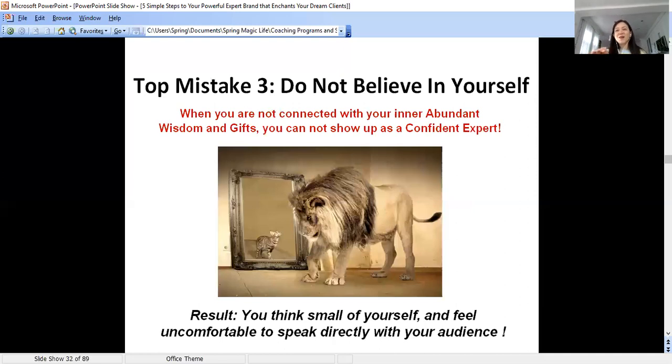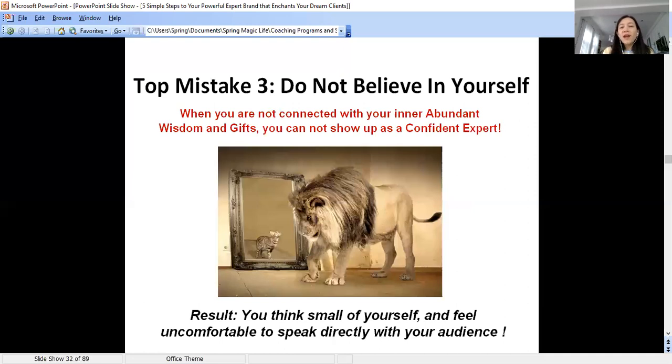But still there's sometimes, because for example, if you did not get really the desired results or desired feedback from the market or from others, you will have a little bit of doubt in yourself. I admit sometimes I still have that, but the majority of the time I've already overcome this mindset block. When I connect with my inner abundant wisdom and gifts, I'm much more confident than quite some other people in this market.